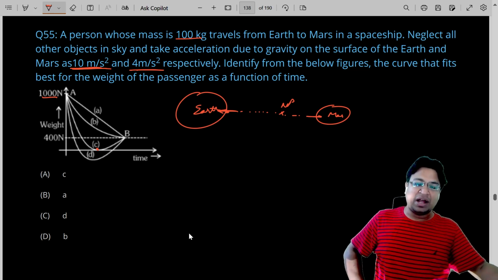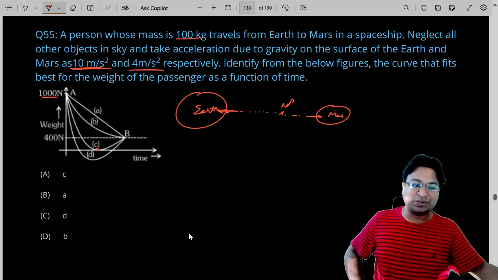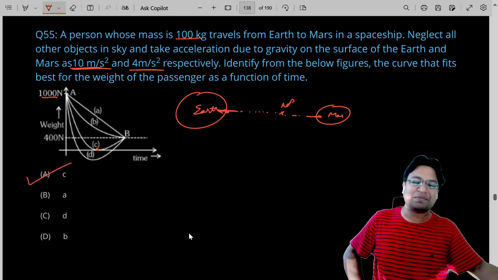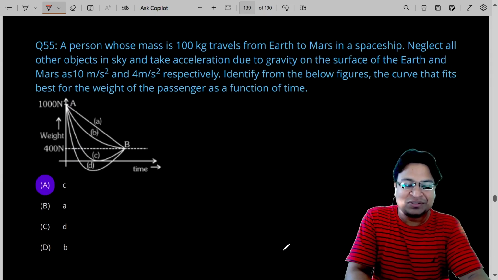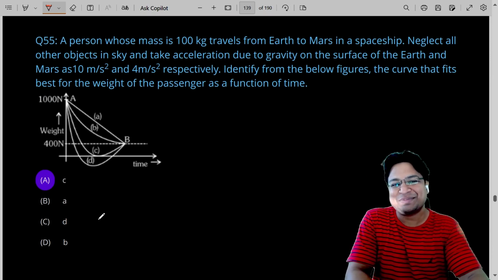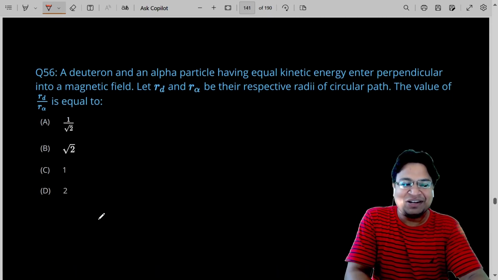When you see that I want to mark option C as the answer, don't mark C here. It is the curve C, which is given in option A. So option A would be the correct one here because option A gives the curve C. So that is a mistake that many students will make in this question. I'm very sure of that. Okay, now let's come to the next question.